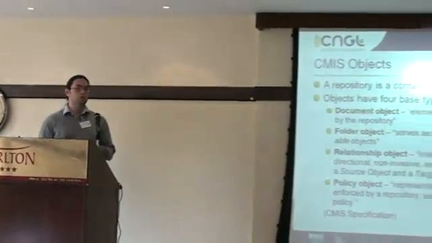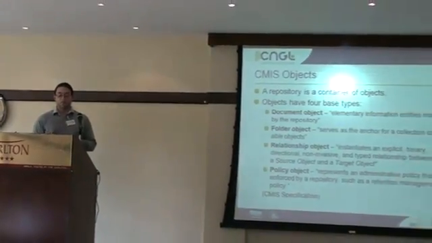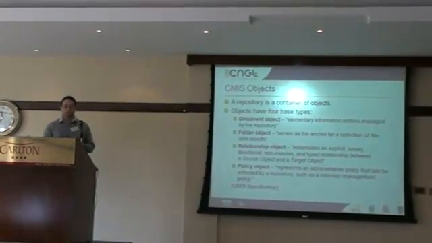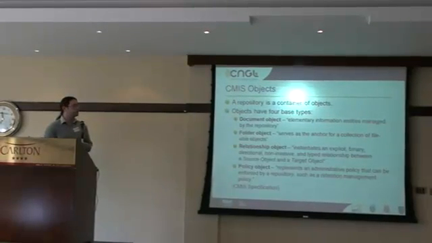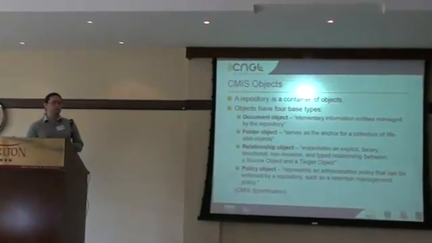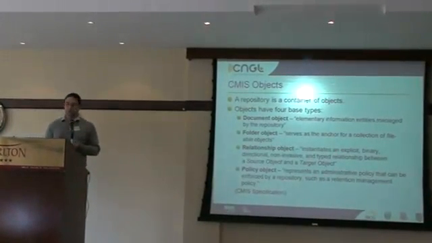Okay, so in CMIS there are 4 base types. And whatever you want to do with CMIS, you need to work with these 4 base objects. So they support document objects, folder objects, relationship objects, and policy objects. And document objects and folder objects are quite self-explanatory. They do exactly what you would think they do.